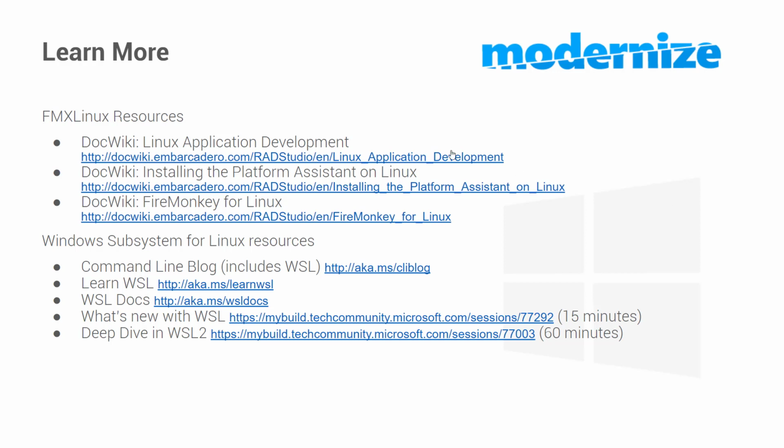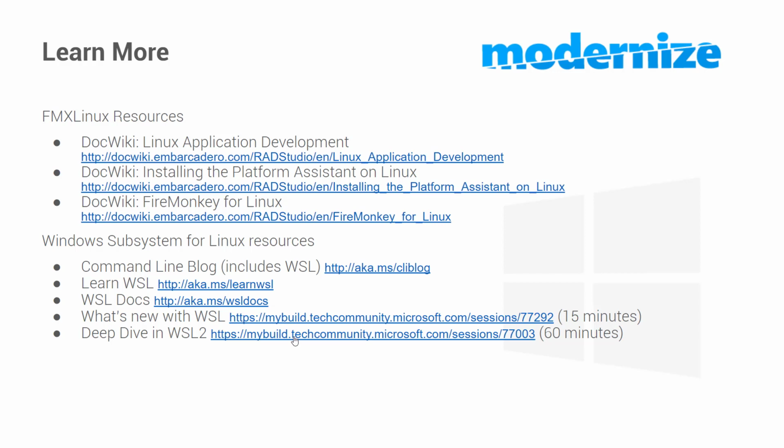If you would like to learn more, here are some links to the doc wiki on Linux application development, installing Platform Assistant Server, and FireMonkey for Linux, FMX Linux. And then if you want to know more about Windows Subsystem for Linux, here are some links. The command line blog covers other things as well as WSL. Here's Learning WSL, a collection of articles on the Microsoft site and their documentation.